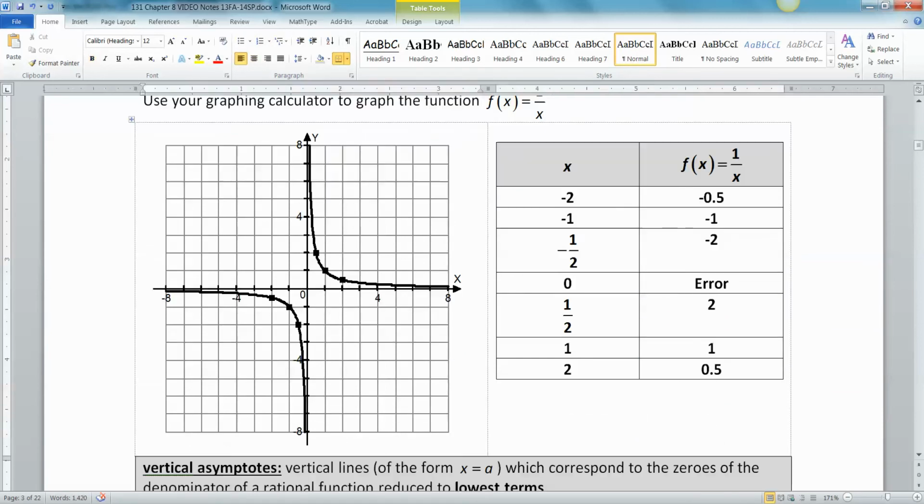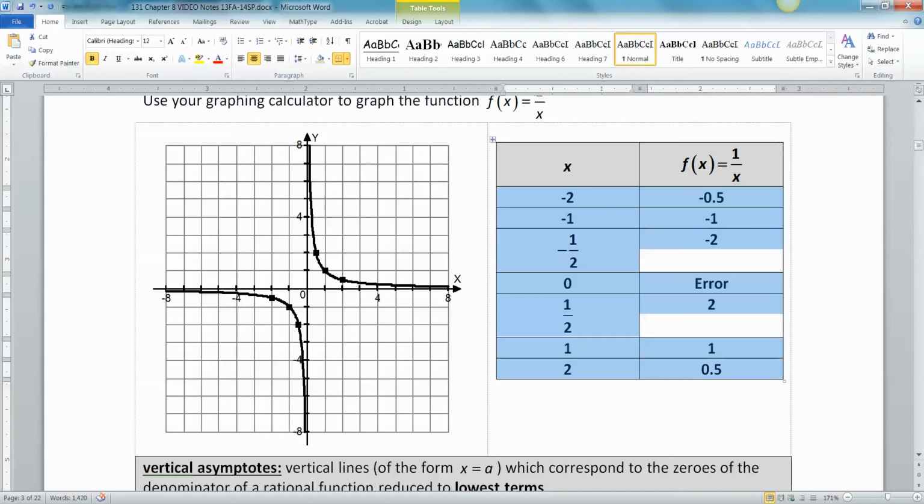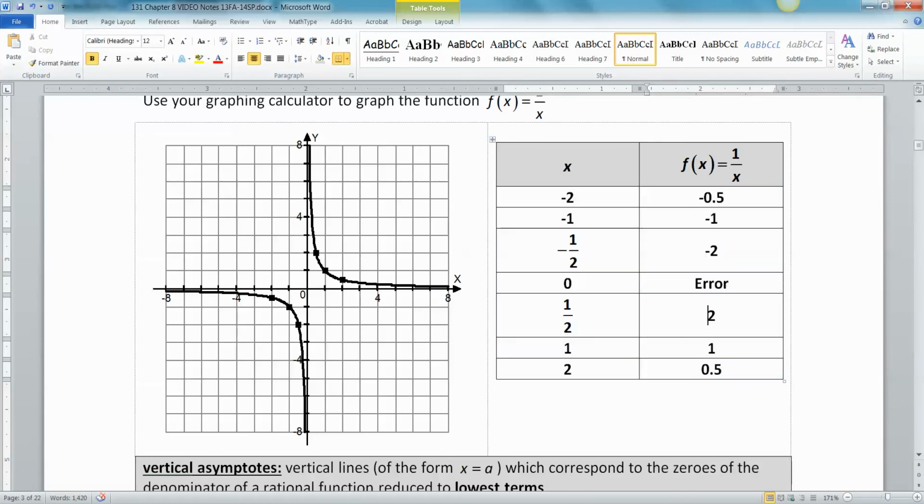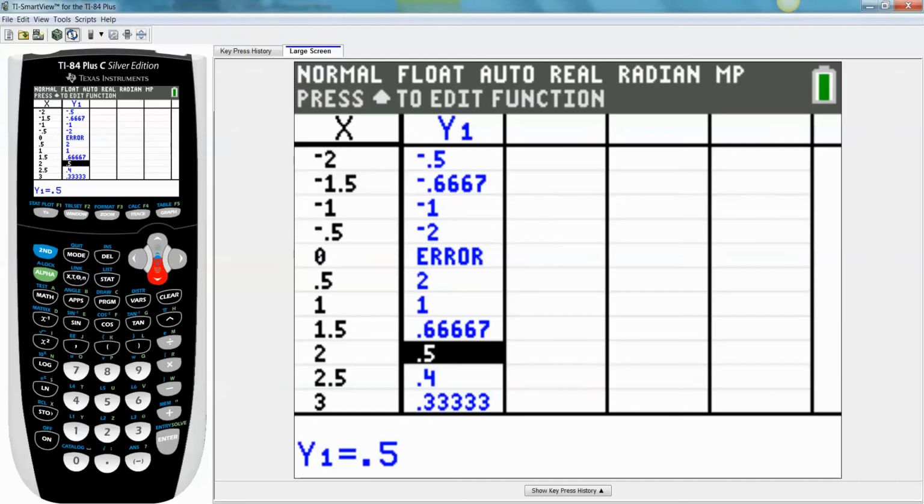Okay, so negative 2 went to negative 1/2. Negative 1 went to negative 1, negative 1/2 went to negative 2, and so on, all the way through. There we have it. And then I graph that, and if you look at the calculator, you can see what a graph of it is going to look like.